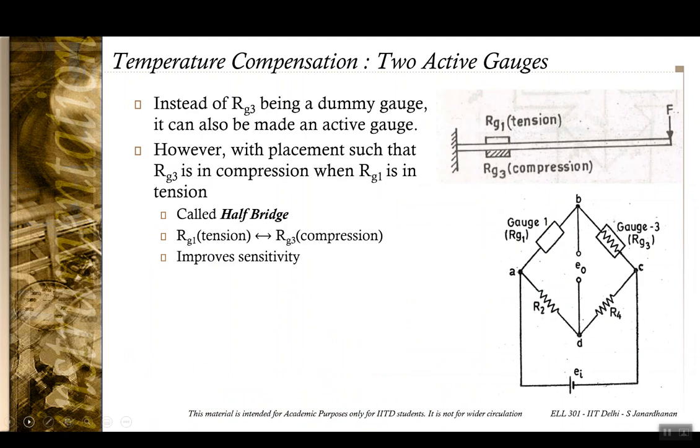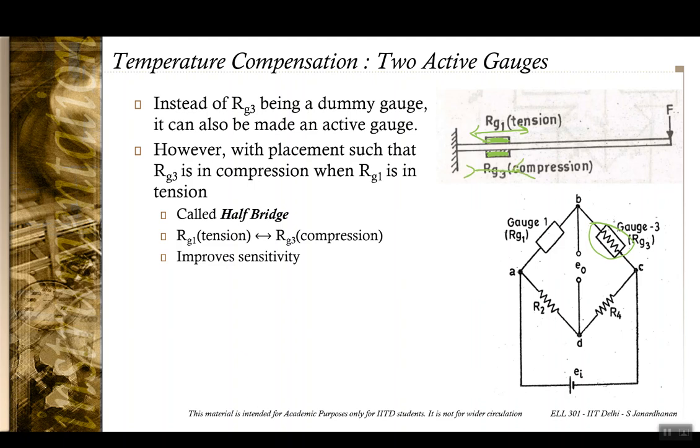Okay, instead of R3 being a dummy gauge and not being useful in improving the sensitivity of the instrument, we can make RG3 here another active gauge. However, to be of any use, RG3 should actually enhance the sensitivity of the instrument, and that is why RG3 is placed in a way such that when RG1 is in tension, RG3 would be in compression.